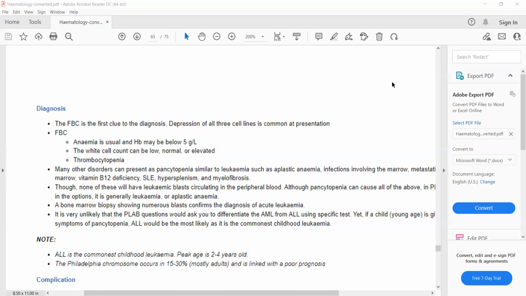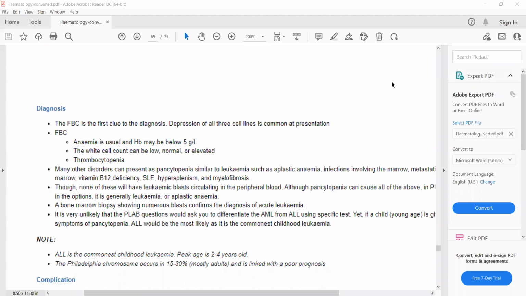AML. And the bone marrow biopsy in case of aplastic anemia will show a hypocellular bone marrow. The bone marrow is replaced by adipocytes. So hypocellular bone marrow that is replaced by fat cells. So if there are fat cells on bone marrow, then it is aplastic anemia. So you can differentiate between aplastic anemia and leukemia on the basis of peripheral smear result, peripheral film of blood, and also on the basis of bone marrow biopsy.